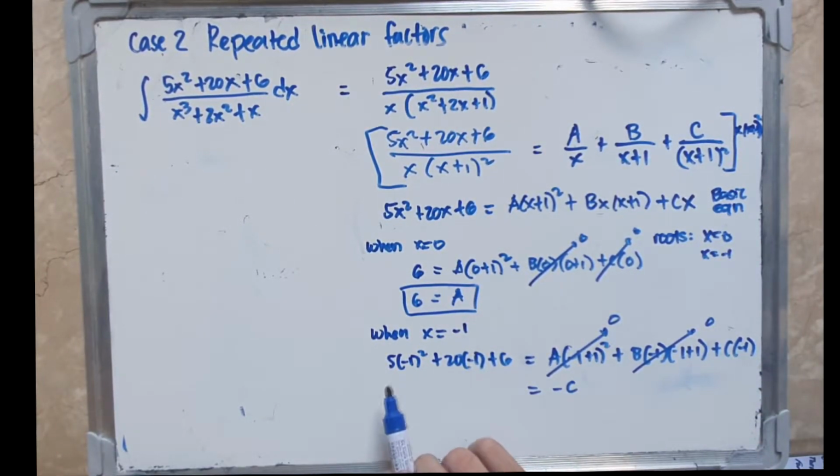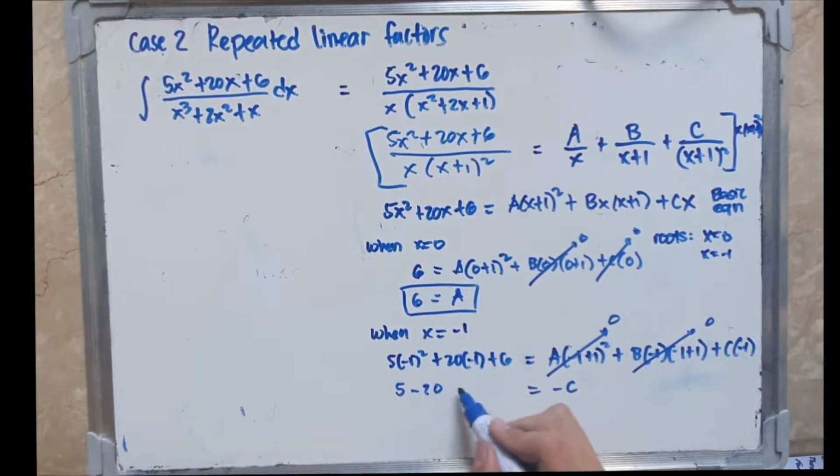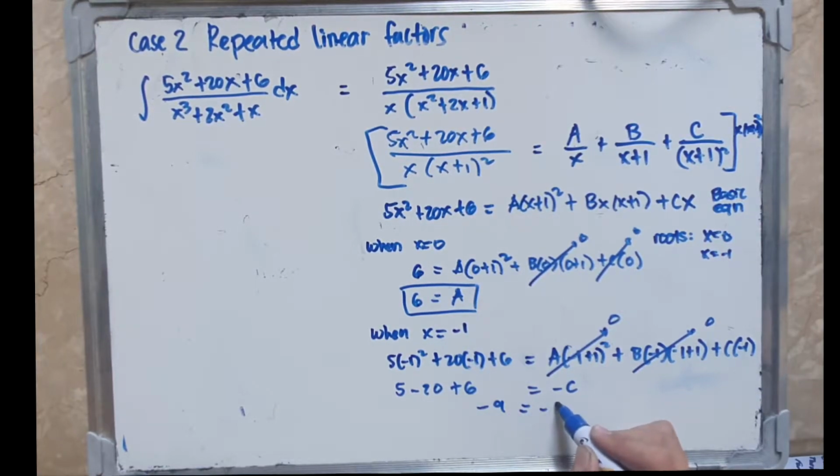While on the other side, we have 5 minus 20 plus 6. So 5 minus 20 plus 6 is negative 9. Negative C equals negative 9. Therefore, C is equivalent to 9.